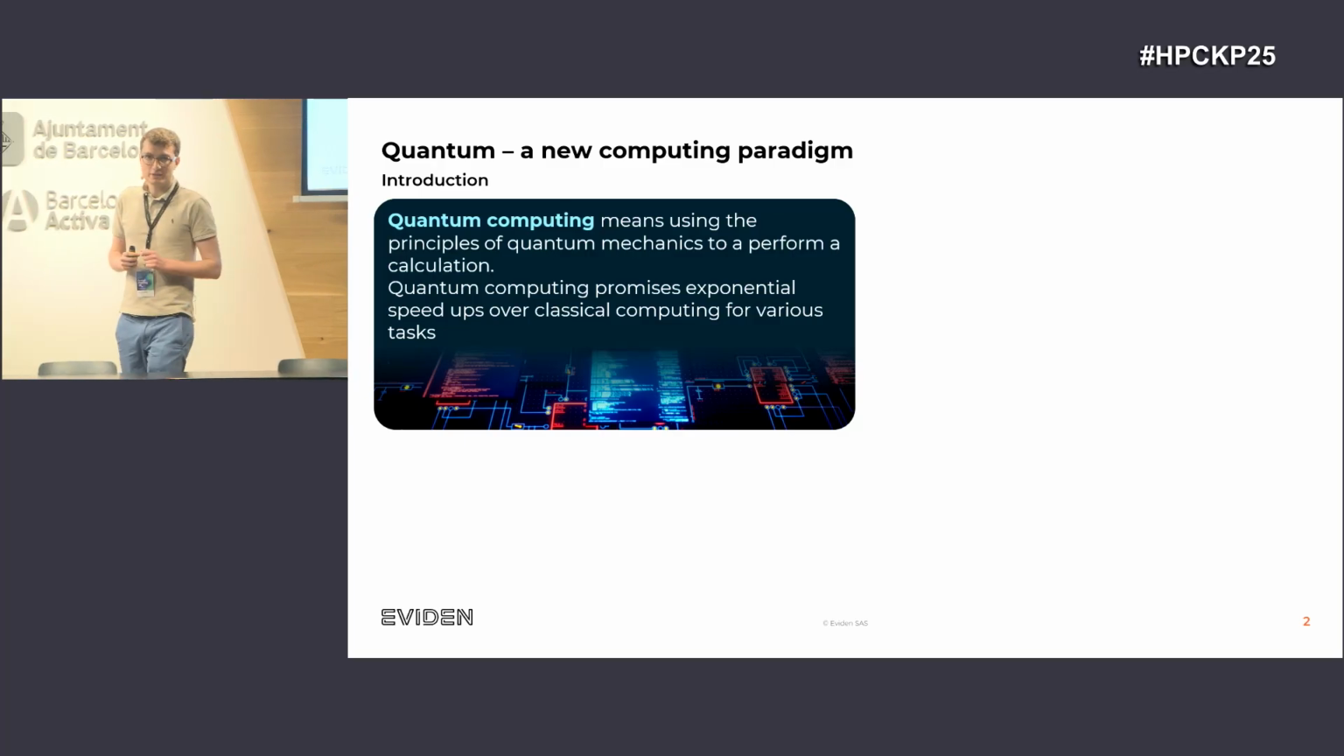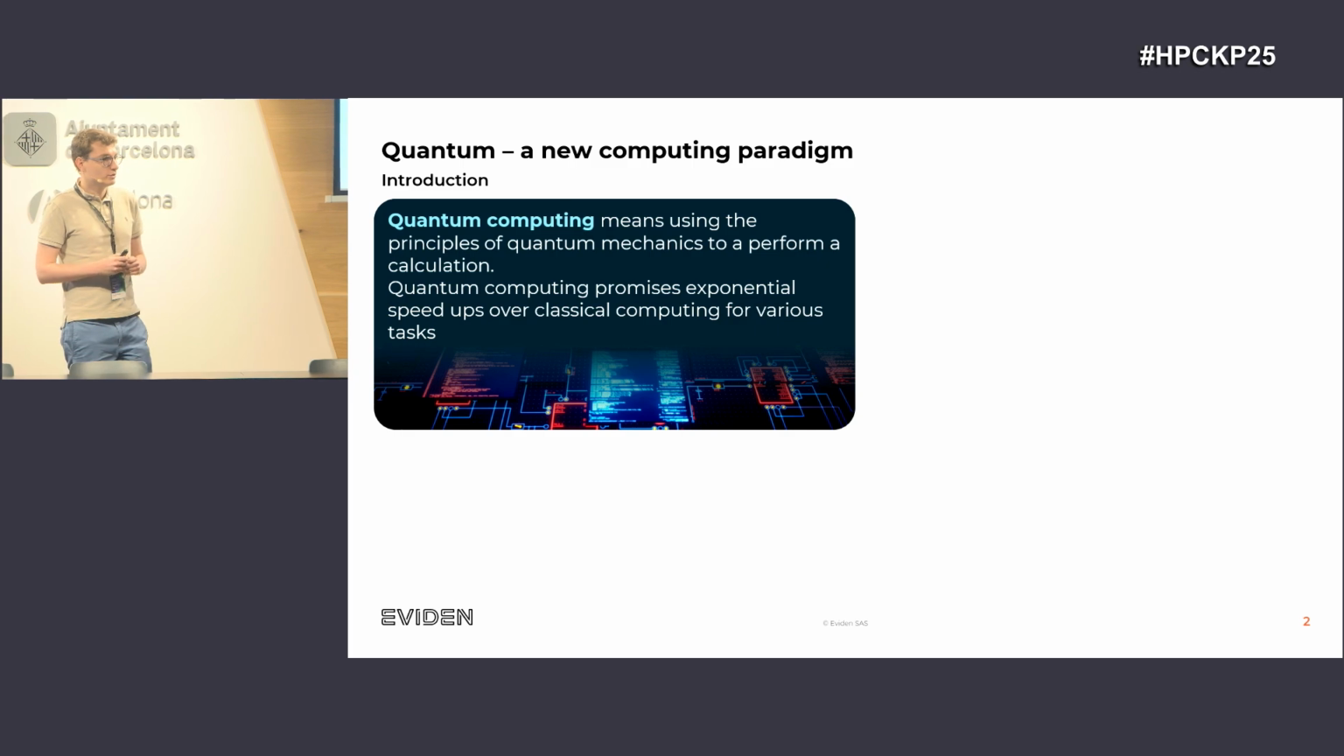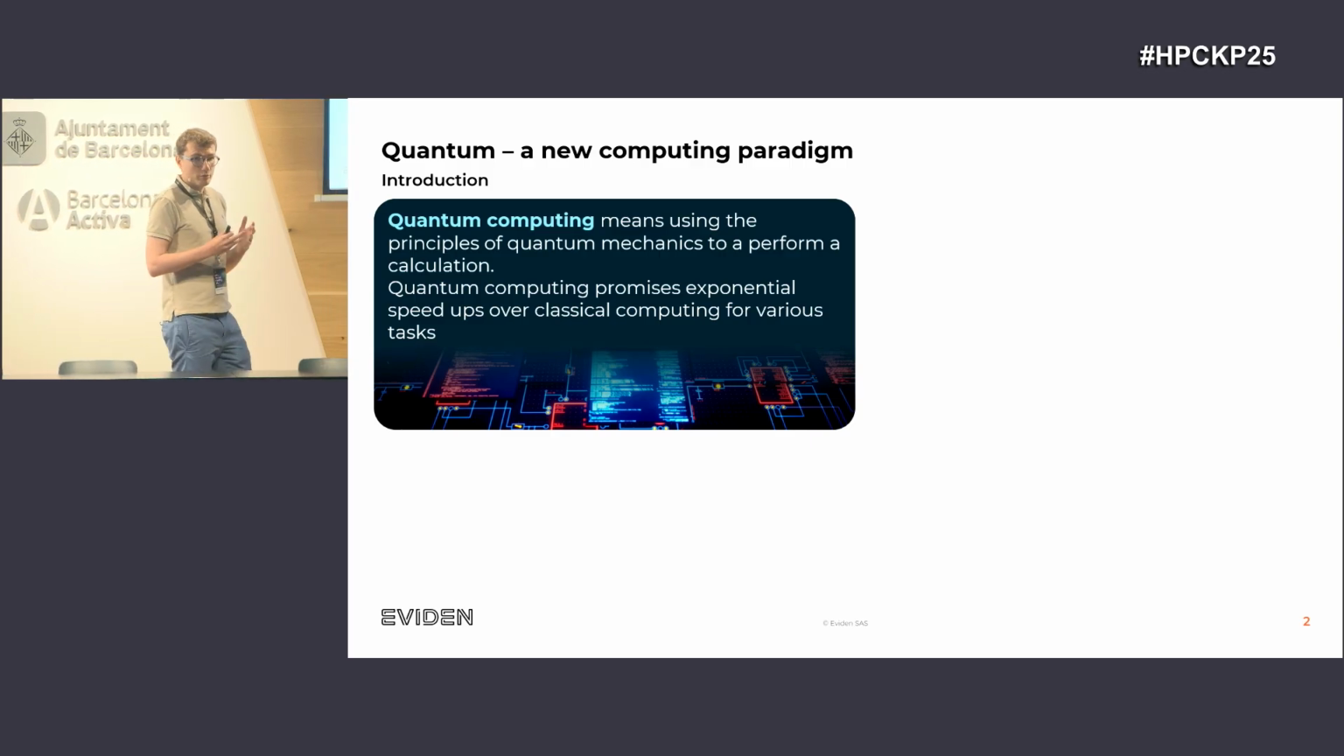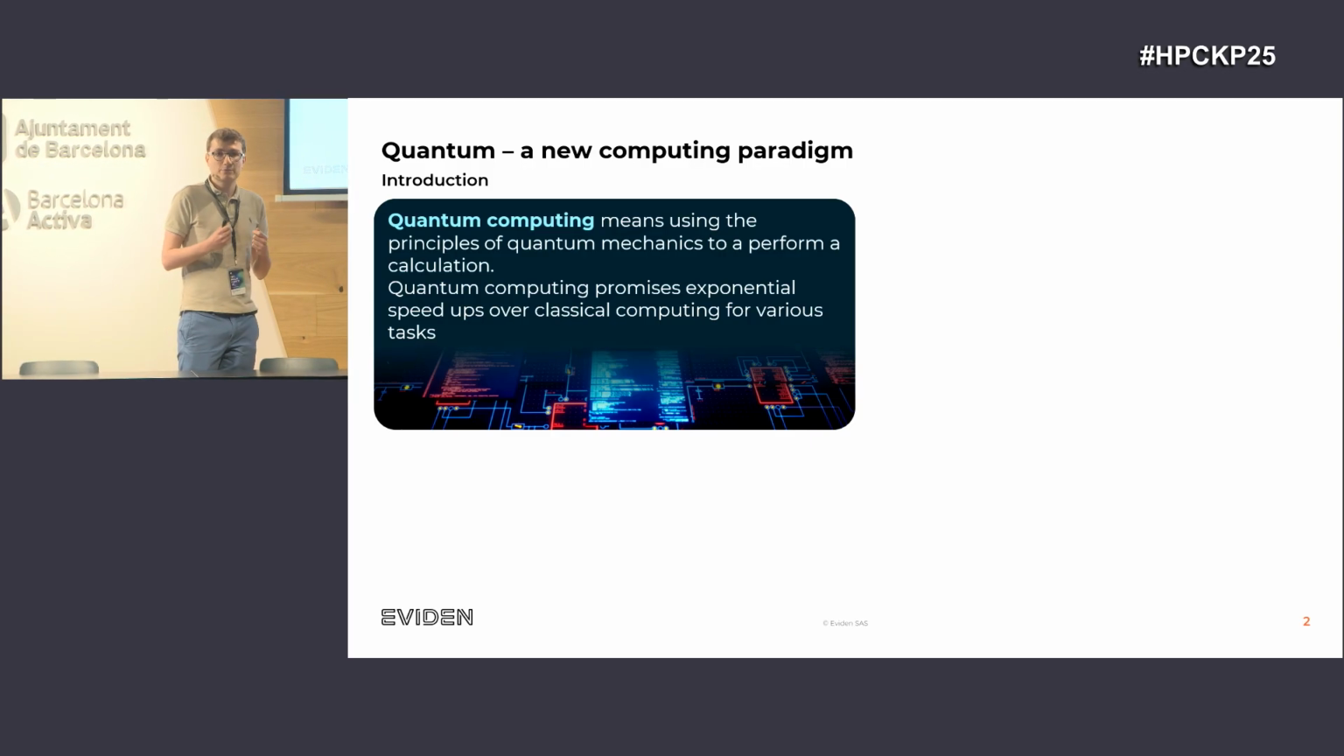First, we will start with a very quick definition of quantum computing. Quantum computing means using quantum mechanics to solve computational problems. It promises exponential speed up to solve specific problems, not all of them, unfortunately.